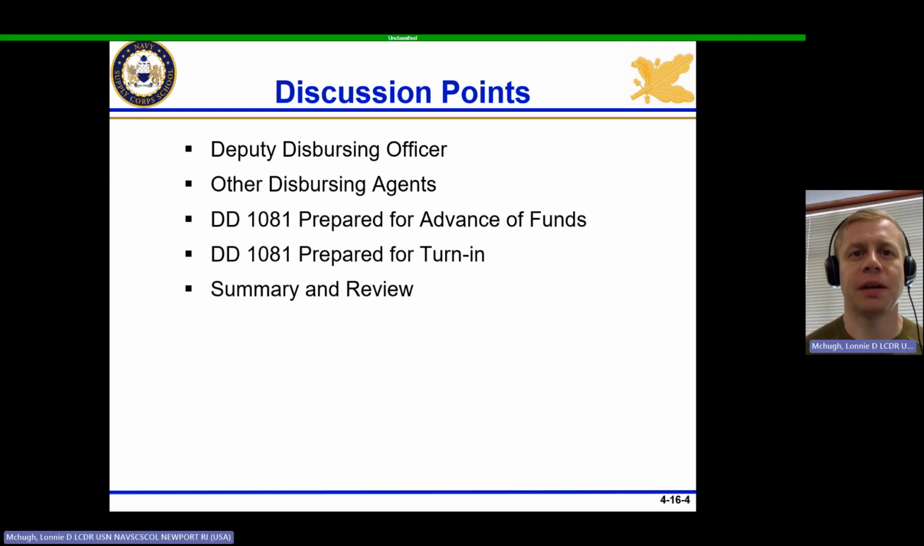Discussion points: Deputy Disbursing Officer, other disbursing agents, and the DD Form 1081. And this is a multi-purpose form. It is used to advance funds to an agent from the disbursing officer, and it's also used for that agent to return funds to the disbursing officer.